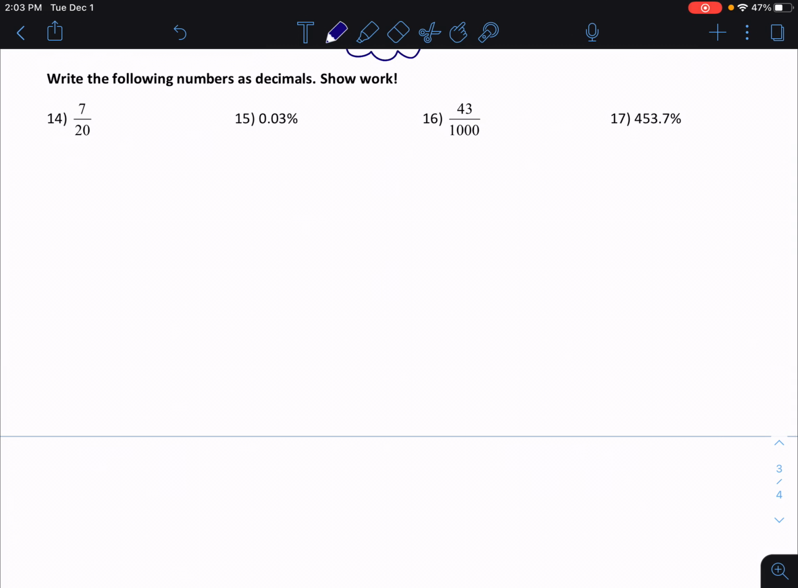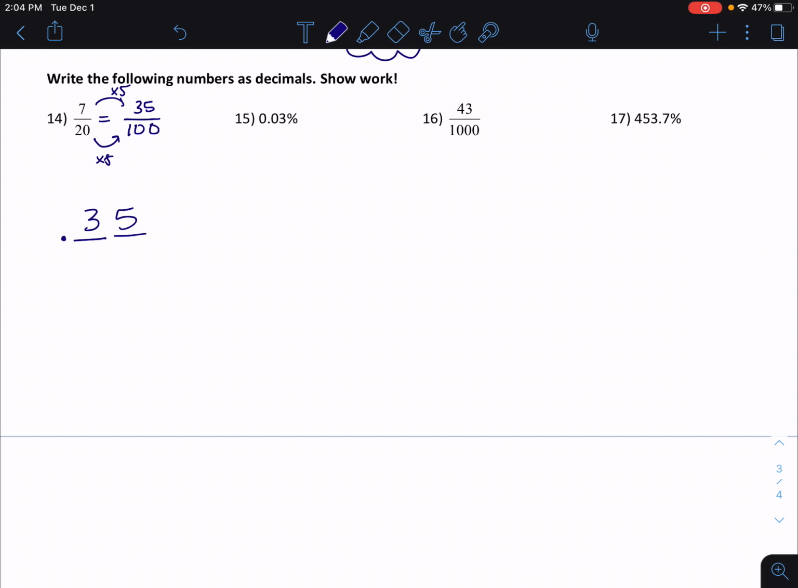For the next ones, we are going to be changing fractions and percents into decimals. For number 14, we are going to change the bottom into the easiest denominator as a power of 10. So I want to do 10, 100, 1,000, etc. For this one, I'm going to do 100 because 20 to 100 is the easiest. So I'm going to multiply by 5. 7 times 5 is 35. Remember from above that 100 means 2 decimal places, so 1, 2, and 3, 5 goes into those 2 spaces.